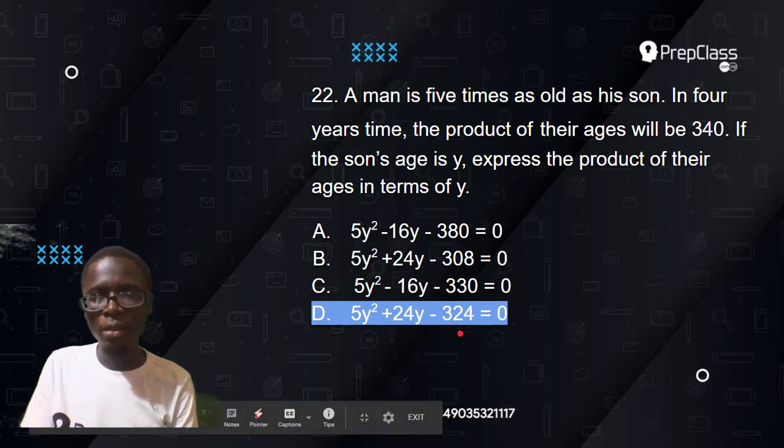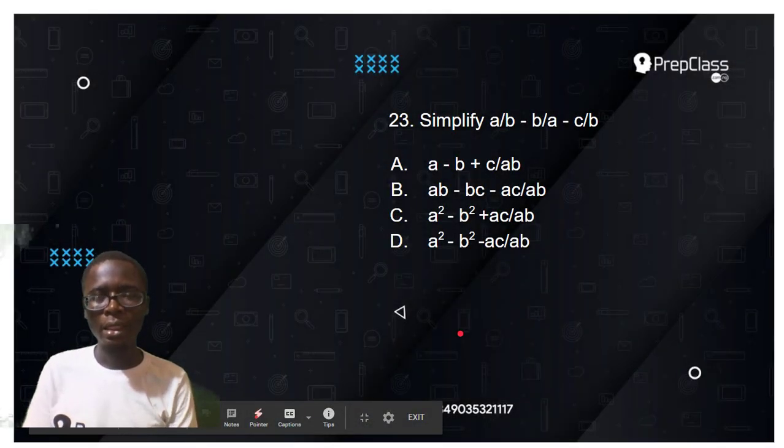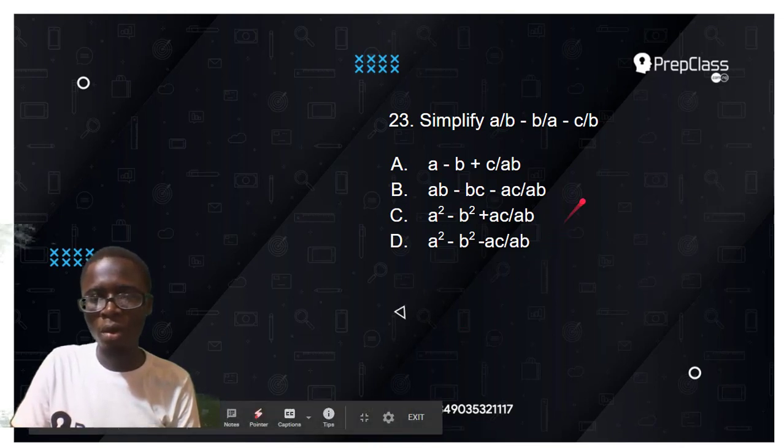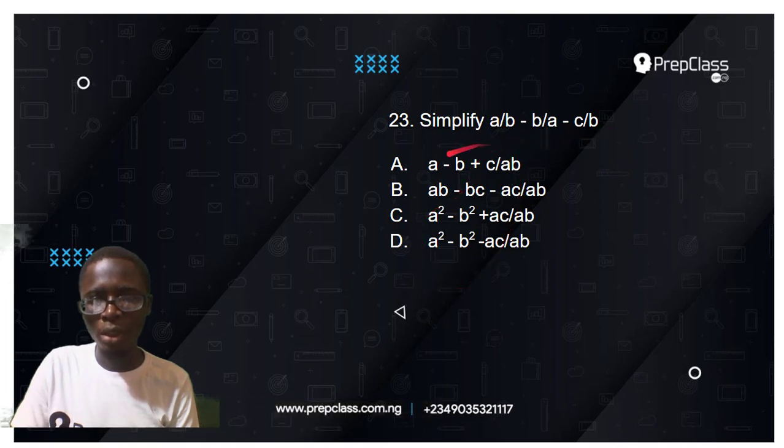Proceeding to the next, it says simplify a all over b minus b all over a minus c all over b. Now, one of the temptations or one of the tasks one usually gets to think of, especially before looking at the options, is, oh, to what extent do I simplify this work? But you don't need to worry in most cases like this.